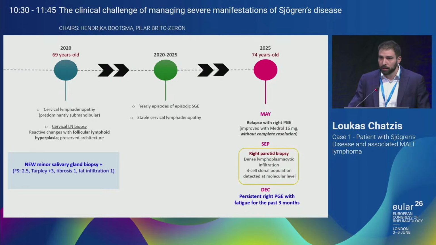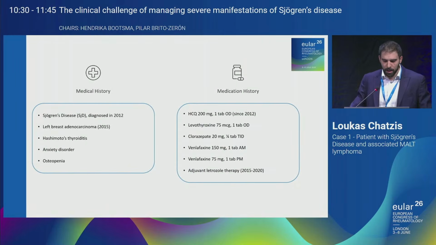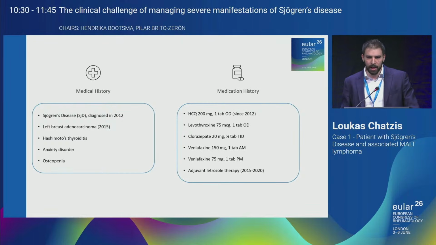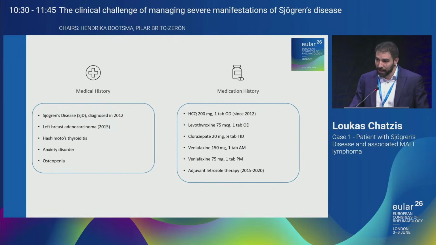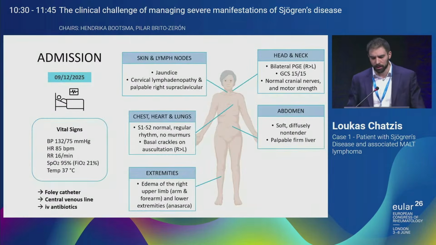However, the patient continued to deteriorate, and a few months later, she contacted us, complaining of profound fatigue. And this urged our team to suggest an urgent hospital evaluation. The medical history was positive for 2 autoimmune diseases, Sjogren's disease diagnosed in 2012 and Hashimoto thyroiditis that is known for decades, and also one oncologic disease. She had left breast adenocarcinoma that was resected and was considered fully treated. She was on hydroxychloroquine from the day of Sjogren's disease diagnosis and no other immunomodulatory or immunosuppressive treatment.